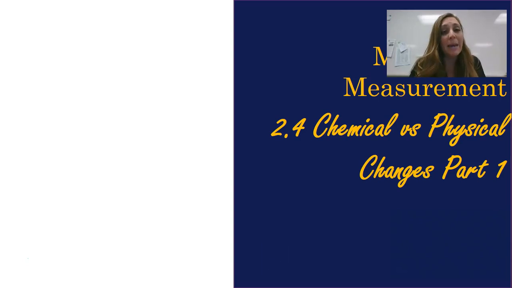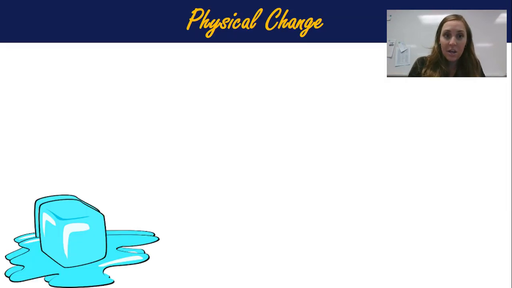Guys, this is the Academic Chemistry video, Chapter 2, Section 4, Part 1. Today we're going to talk about the difference between physical and chemical changes, so what it entails and how to identify. So the first thing is a physical change. I'm going to start here because this is something you're probably more familiar with.